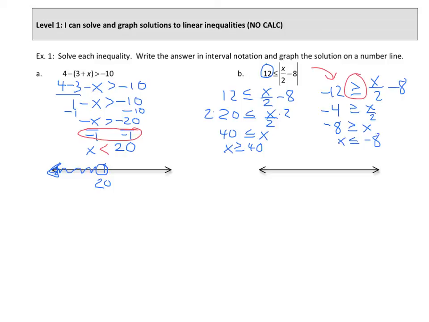And then this solution could be written as an or: x is less than or equal to negative 8, or x is greater than or equal to 40. So at negative 8, I do a closed dot because of the or equals, the line underneath, and I shade to the left. And then at 40, I do a closed dot and shade to the right.